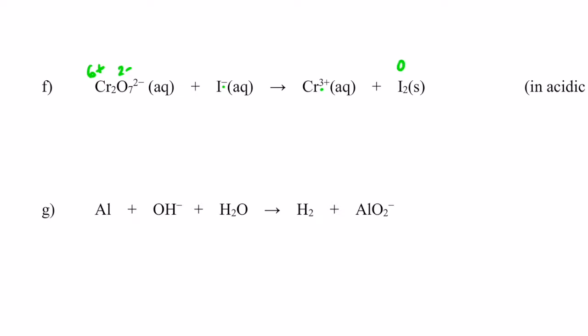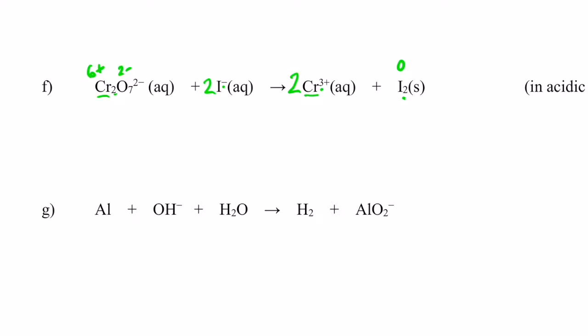So step 1's done. Step 2, let's balance the atoms who changed oxidation numbers. Chromium went from 6 plus to 3 plus. There's 2 chromiums on the left, only 1 on the right, so I need to put a 2 there. And I went from -1 to 0. It changed oxidation numbers. There's 2 iodines on the right, so I need to put a 2 in front of the I negative on the left.